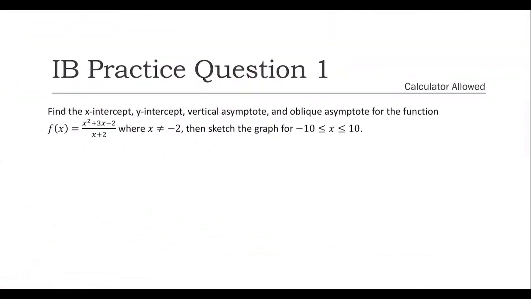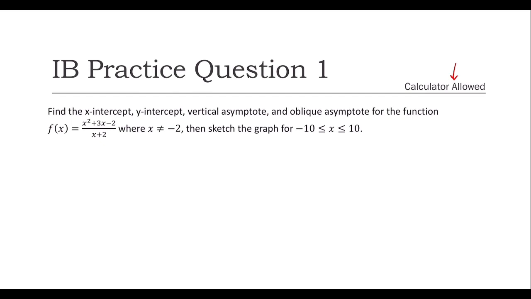So here we have our first IB practice question, and we are allowed to use the calculator for this. It says find the x-intercept, y-intercept, vertical asymptote, and oblique asymptote for the function f of x equals x squared plus 3x minus 2 over x plus 2, where x is not equal to -2. Then sketch the graph for -10 is less than or equal to x is less than or equal to 10.